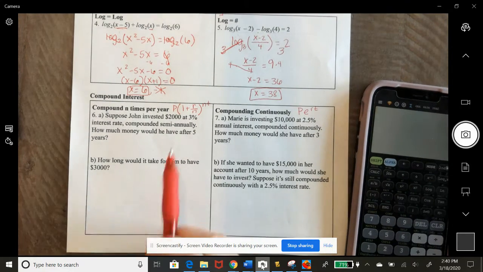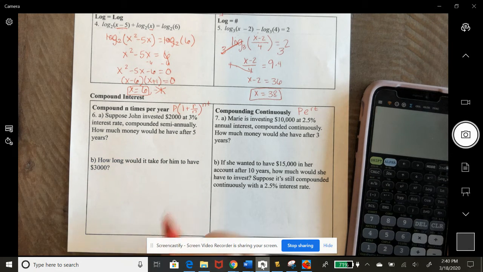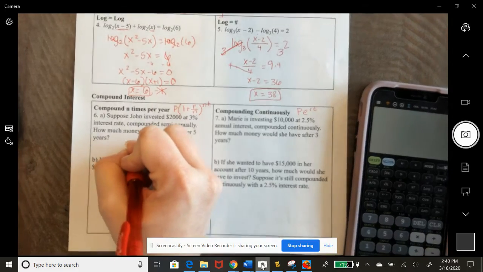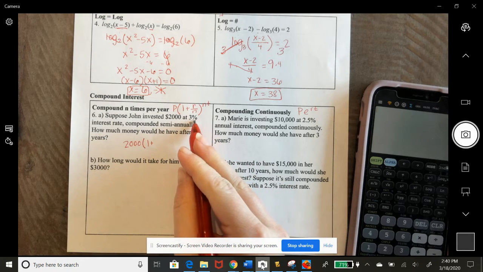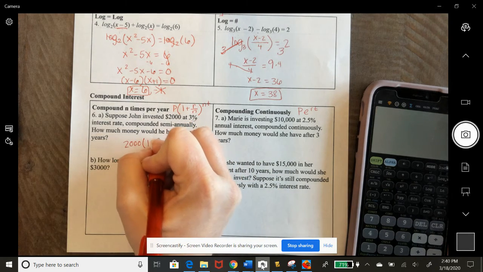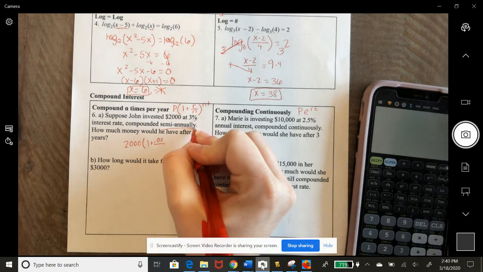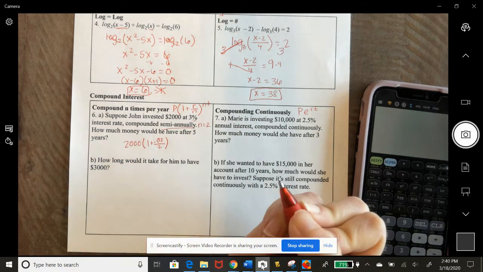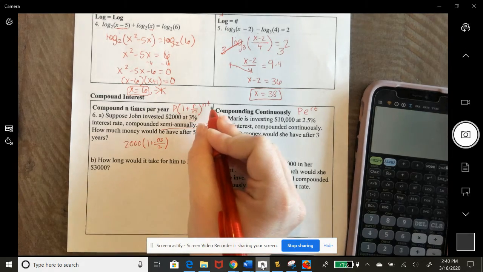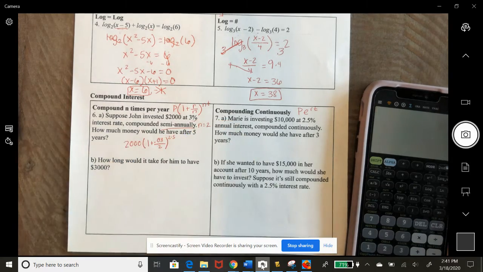Okay, so number 6, suppose John invested $2,000 at a 3% interest rate, compounded semi-annually. How much money would he have after 5 years? So his investment is his P, so that's 2,000. Then it's 1 plus r, so 3% as a decimal will be 0.03. n is the number of times it's compounded. So semi-annually means 2 times per year, so I'm dividing that interest rate by 2. And then n times t, so twice per year for 5 years, so 2 times 5 or 10.